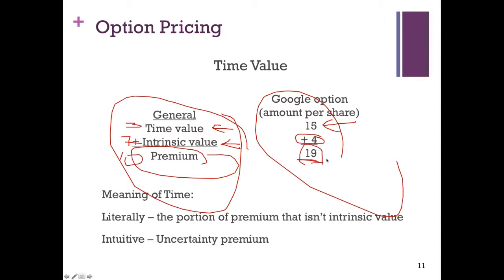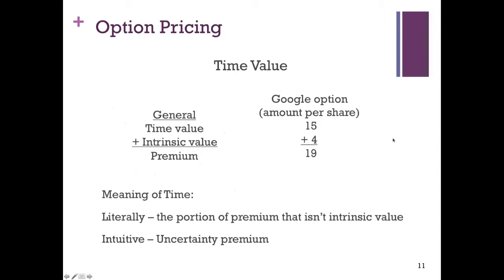But that's not how you'd be able to use this formula in the real world. What you always have to start with is the premium, because that's either the output of your model or the observable market price of the option. You can calculate the intrinsic value because that's simply a mechanical relationship between the market price and the strike price. And by plugging, we find what's called the time value.